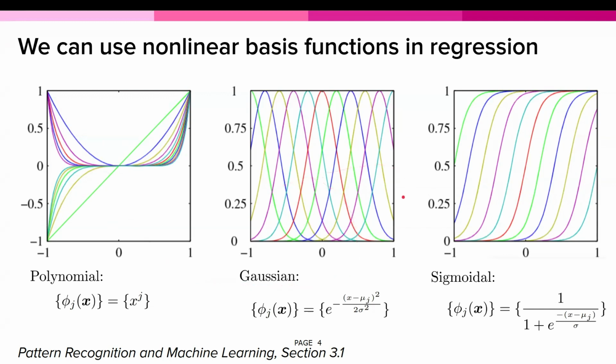The middle plot shows Gaussian basis functions. And so these are the bell-shaped curves centered at different fixed positions along the x-axis. And so each curve represents a Gaussian function centered at some value mu, and then with a variance sigma squared that controls the spread or the width of each curve.